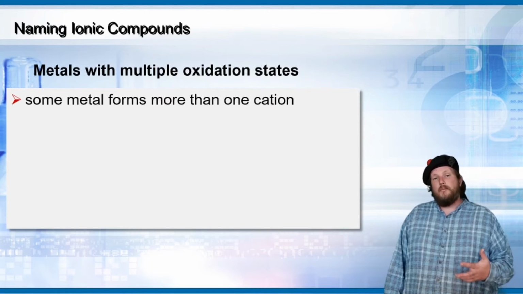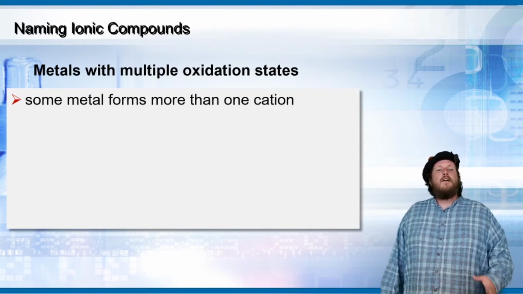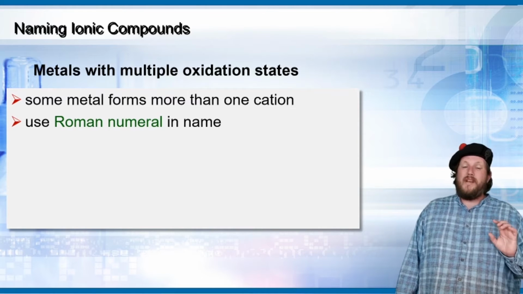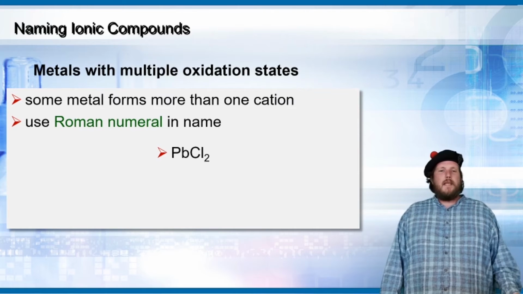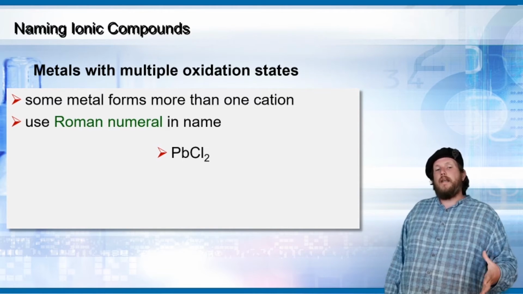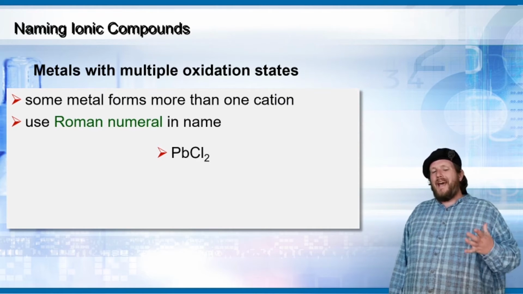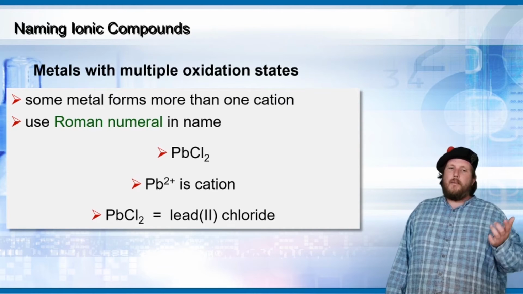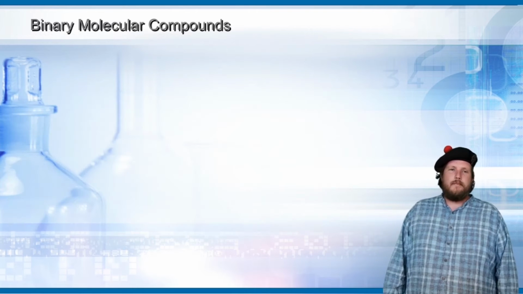So metals with multiple oxidation states. Some metals, mostly transition elements, form more than one cation. What this means is you have to use a Roman numeral when you're naming it that tells you the charge of that. So this is PbCl2. We know the charge on chloride is -1. Since there's 2 of those, that means the charge on lead, Pb, has to be 2+. So 2+ is the cation, and we would call it lead 2, Roman numeral 2, chloride.